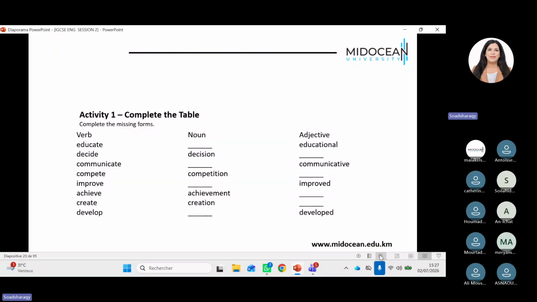Okay. We have an activity now. Complete the table. Complete the missing forms. You have the verb, the noun, and the adjective. Okay? Example number 1, the verb is to educate. So, can you find the noun? You have the adjective educational. The noun here. Yes, let's listen to Abu Bakr, yeah?